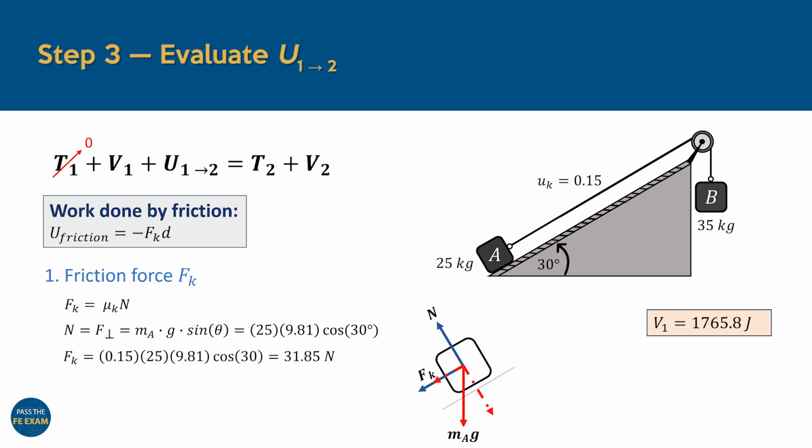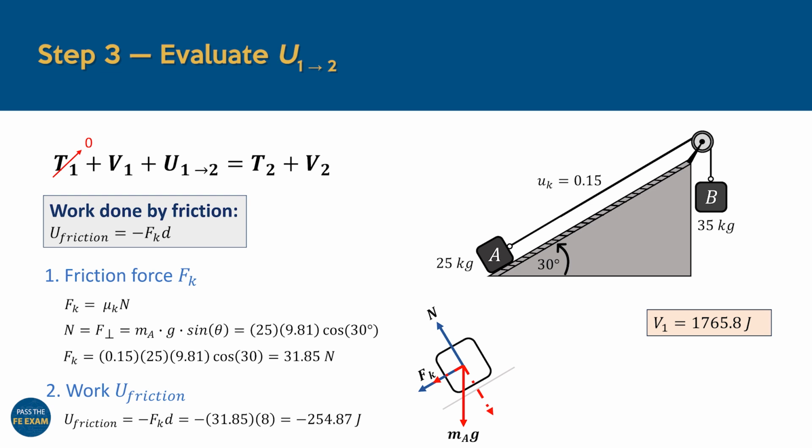Finally, we can now calculate the friction force using our equation Fk = μk × N, and when substituting the respective values, we arrive at a friction force of 31.85 newtons. And with this friction force known, we can finally solve for the work done by friction. By substituting Fk as 31.85 newtons and the distance traveled as 8 meters, we can find that the work done by friction is equal to negative 254.87 joules.